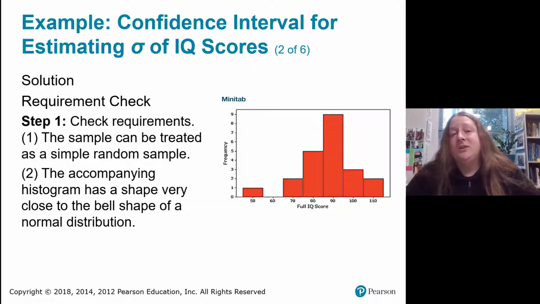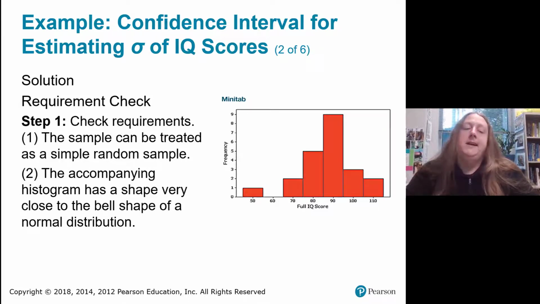So the first thing we need to do is check our requirements. Number one, the sample can be treated as a simple random sample. We said, yeah, we're assuming that. Hopefully it's pretty obvious when you should be assuming that and when not. It should be stated. When in doubt, again, be skeptical.